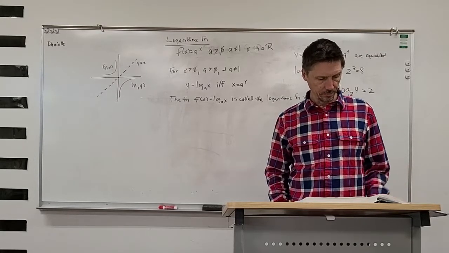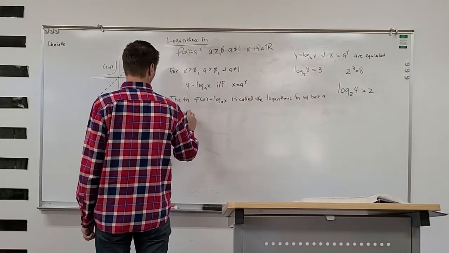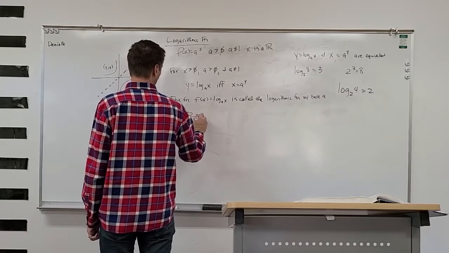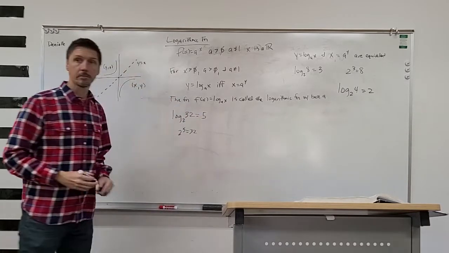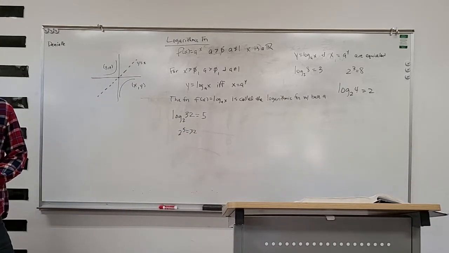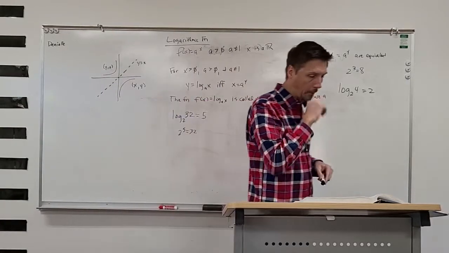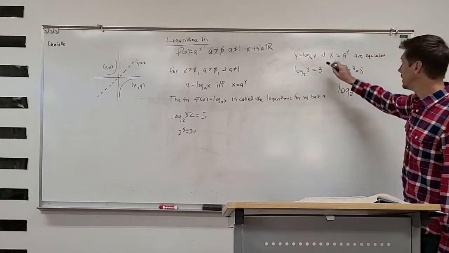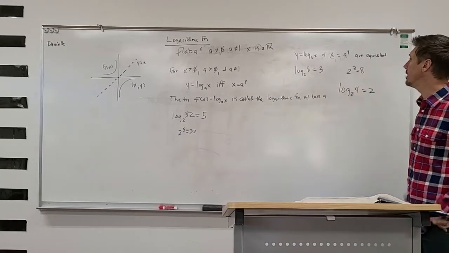And so log base 2 of 32 has got to equal 5 because 2 to the 5th power equals 32. Right? So that's how you need to think about those. Like I said, that's because we need to realize that these here are equivalent to one another. We can rearrange it to be this.